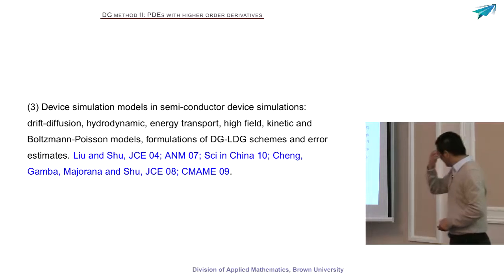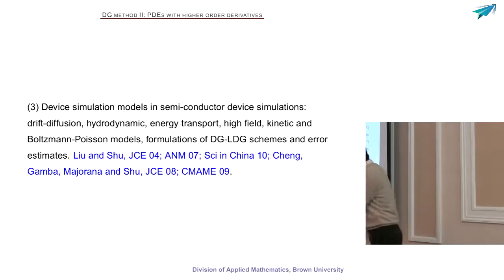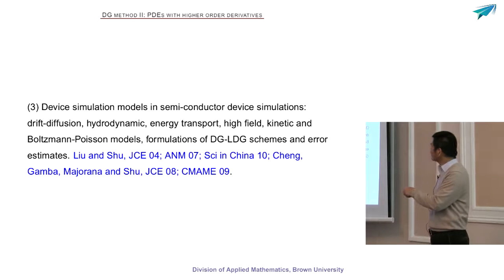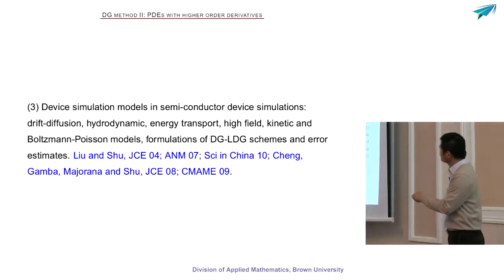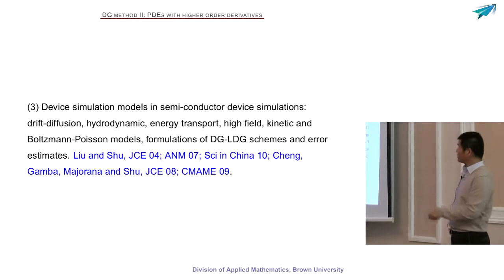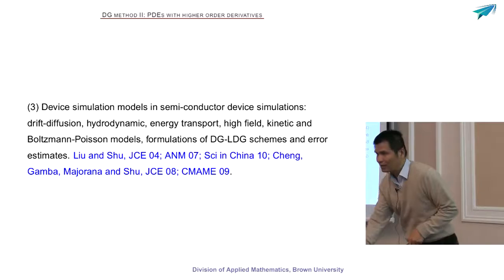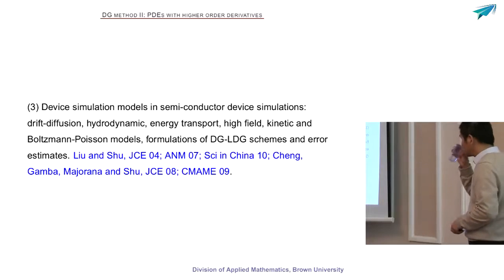Okay. Another application is device simulation in semiconductor device simulations. These models are, for example, drift diffusion, hydrodynamic, energy transport, high field, kinetic, Boltzmann-Poisson models. You can design DG and LDG schemes and error estimates for these kinds of things, and there are several papers devoted to the study of these models.